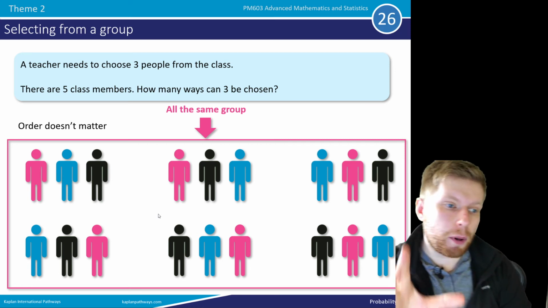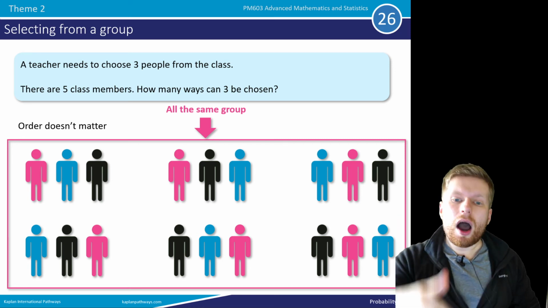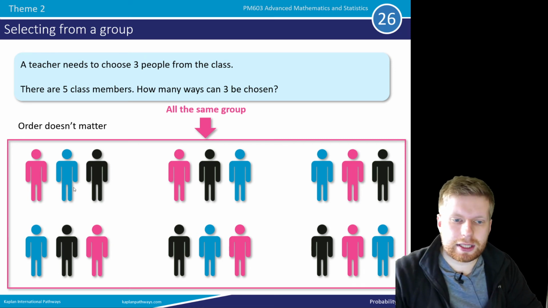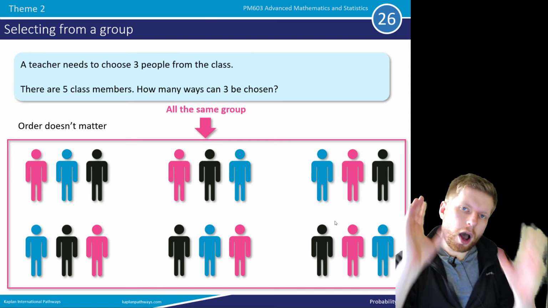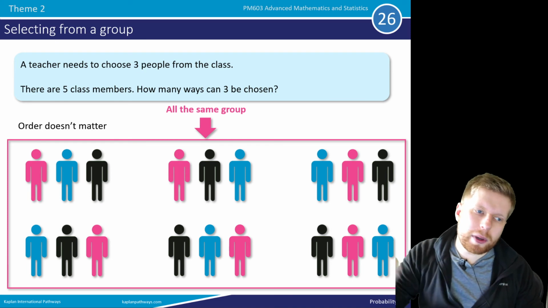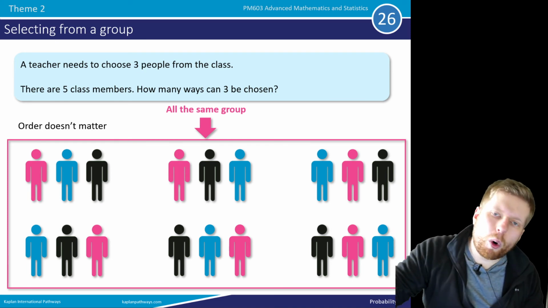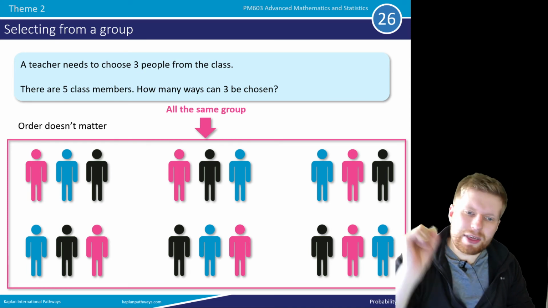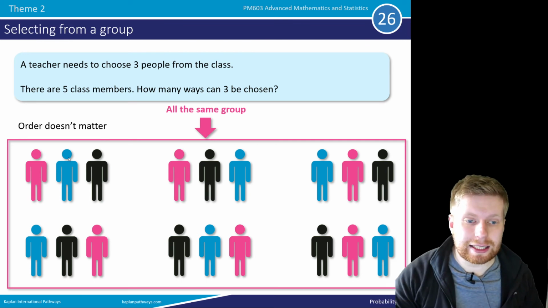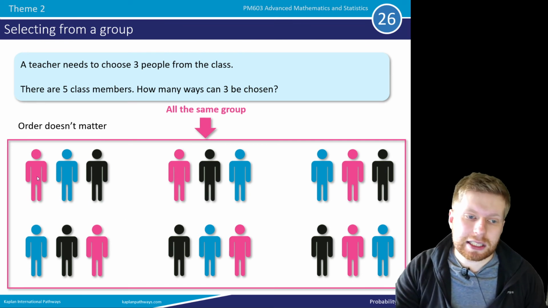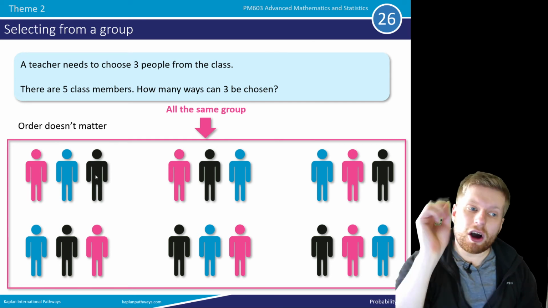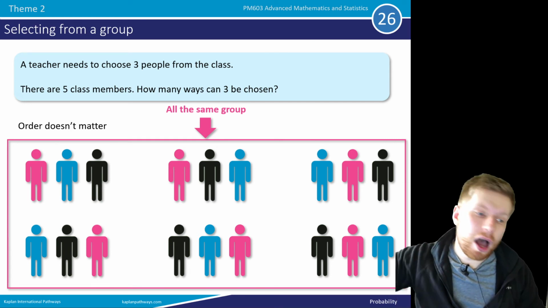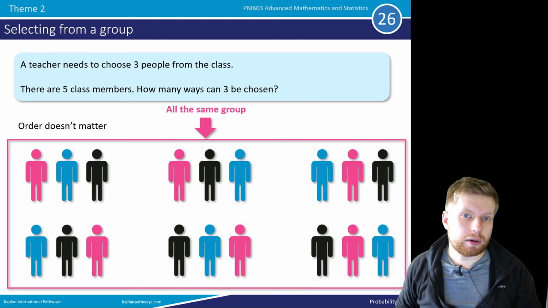Whereas if I was dealing with a permutation where order does matter, I would treat these as different groups. So these 6 groups, this group, this group, this group, this group, this group, and this group. For a permutation, those groups would all be treated differently because I care about what order those people are selected in. In this case, I don't care about the order they're selected in. All I care about is does the group have a pink person, a blue person, and a black person? If the answer is yes, regardless of what order they come in, I'm treating it as the same group. Okay, does that make sense?